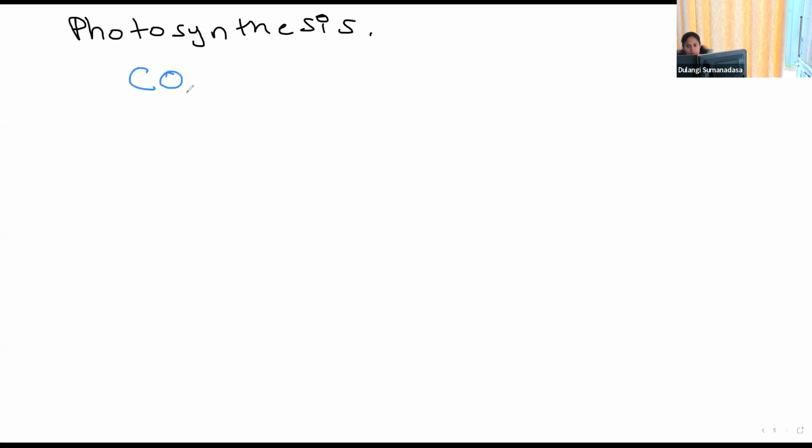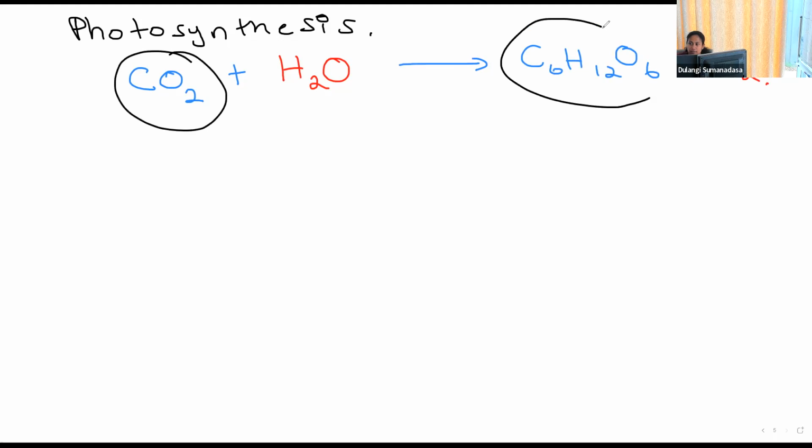Right, so carbon dioxide plus water breaks down into, builds up into glucose and oxygen, right? I will change the colors later, but if you want, you can use the same thing, because carbon dioxide becomes glucose, water becomes oxygen. Yeah, I use the same color.